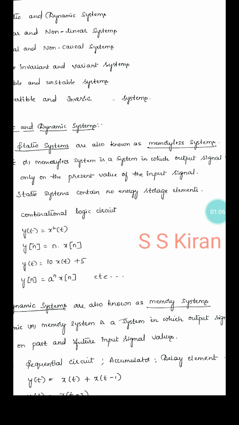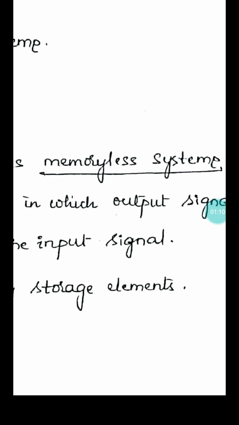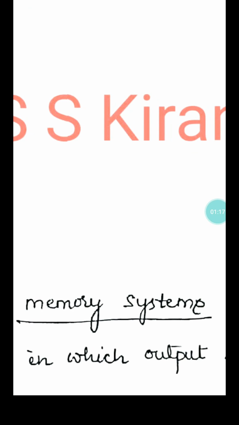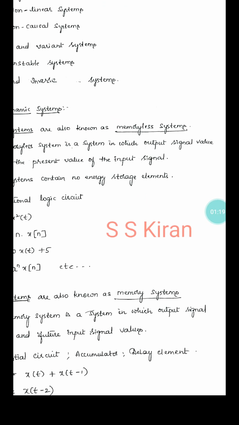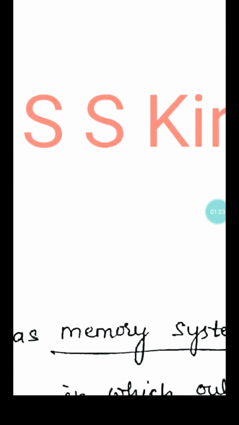Static systems are also called memoryless systems. See here, I have underlined: static systems are also called memoryless systems. Coming to dynamic systems, they are also called memory systems. Okay, static systems are called memoryless systems. Dynamic systems are also called memory systems.